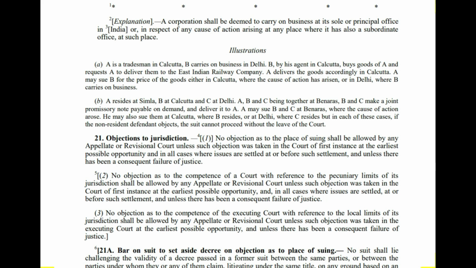Illustration A. There is a person called capital A. He is a tradesman who is in Calcutta. And there is another person B.